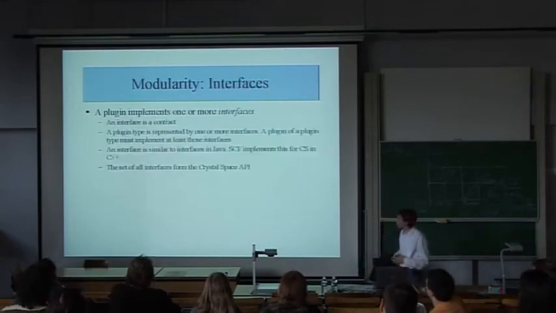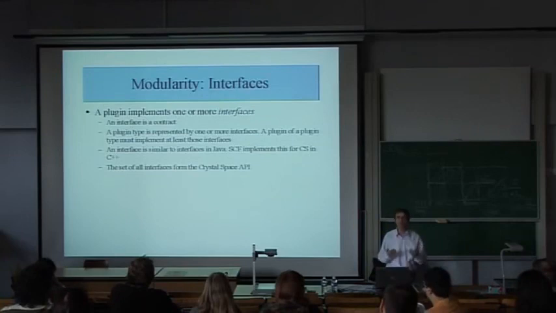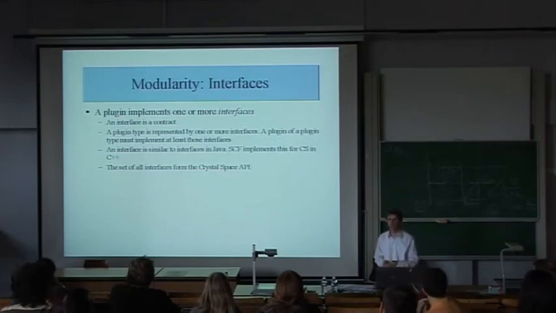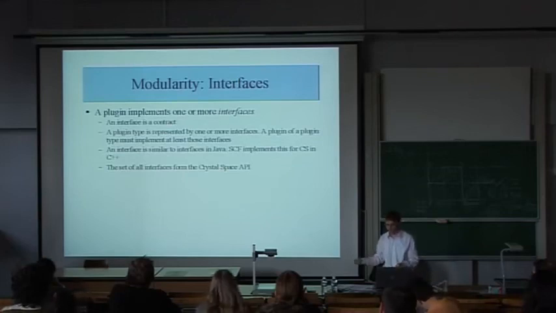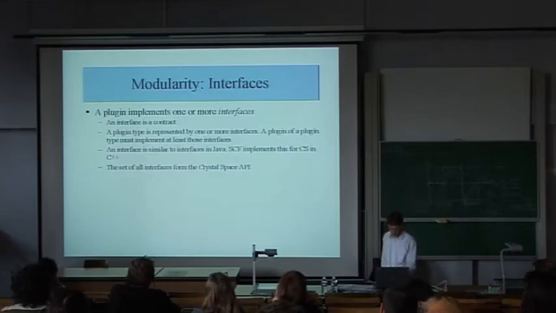Interfaces are one of the most important concepts for implementing a plugin. So it's a bit like Java. In Java, you actually have a keyword interface. The language supports interfaces. It's not present in C++, but we simulate interfaces by just using abstract classes in C++. And an interface is a contract. So when you say some plugin implements one or more interfaces, then it means that plugin can do these things that are described in those interfaces, if there are no bugs, of course. And the set of all interfaces together, that's the CrystalSpace API.